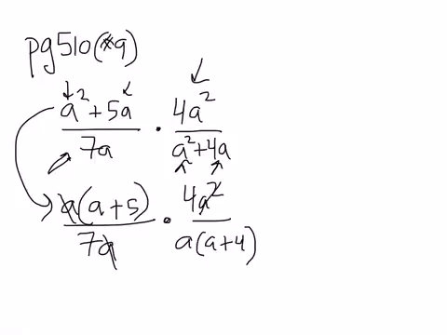A squared, I can think of as a times a. So I'm just going to write this as a times a. And you don't have to do this, but I just want to be real explicit. A divided by a is 1. And as I look, nothing else is going to divide out. A plus 4, I would need another a plus 4 to divide out. A plus 5, I'd need another one.